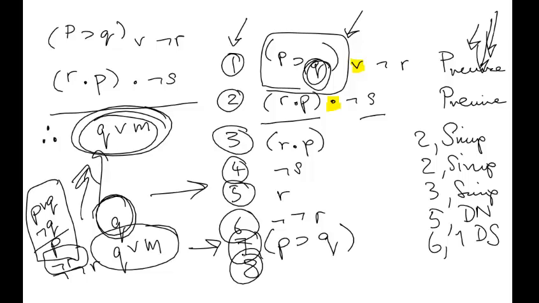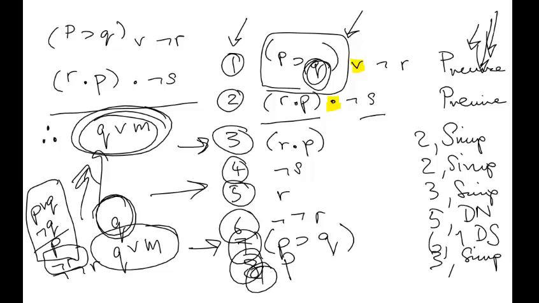Line 8, let's see, what have I got here? If P then Q, and I need P. Where am I going to get P? So for P, back here, handily, I've got R and P. I know that I can get P by simplification from line 3. 3, simplification. Okay, so line 9.